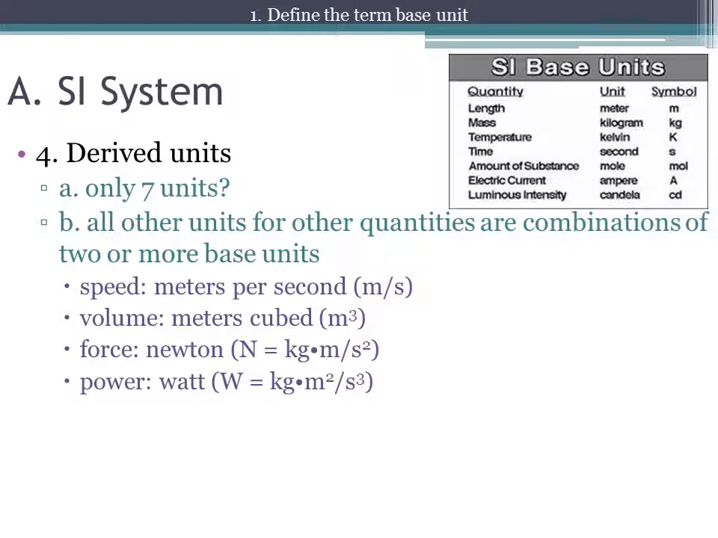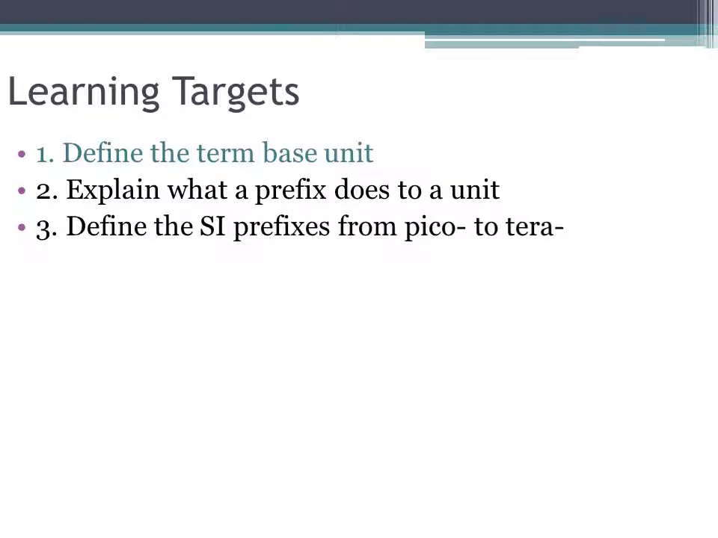And then one more example, the SI unit for power is the watt. You might be familiar with that from light bulbs. A watt is a kilogram times a meter squared per second cubed. Again, all of them being SI base units. So we've now defined the term base unit. Next, we want to be able to explain what a prefix does to a unit.